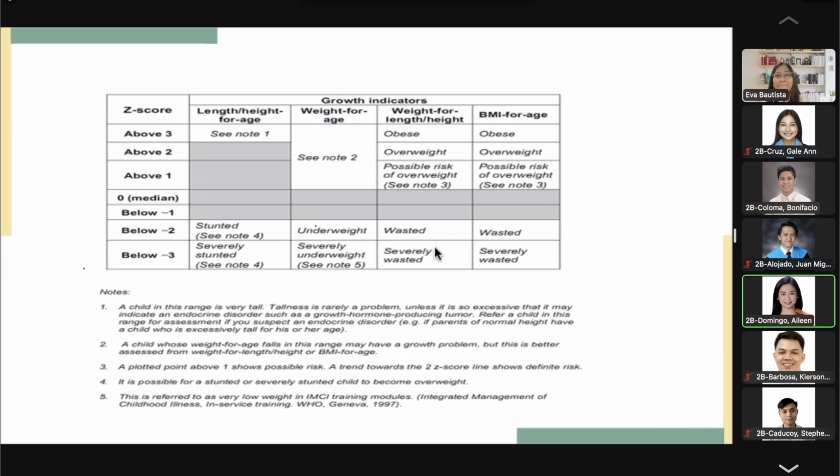Wasted food. Okay, the answer is wrong. Wasted is below -2. I said the Z-score is -2, so it's not below -2. So no wasting. Am I clear?